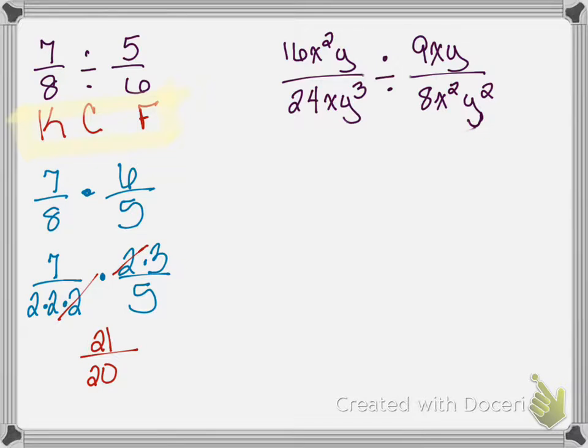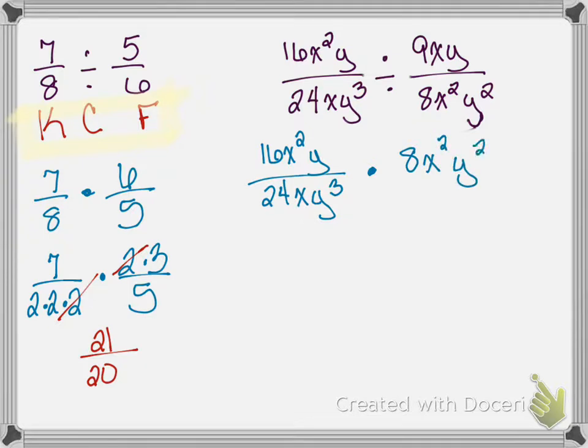So let's try another one. We're going to add variables. Lots of variables. Lots of squares. Some thirds. I'm going to keep, change, flip first. So I have 16x squared y over 24x y to the third. I change division to multiplication. My denominator becomes my numerator. My numerator becomes my denominator.